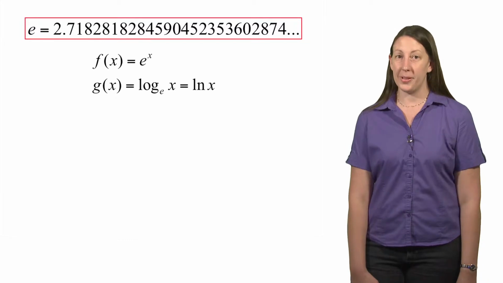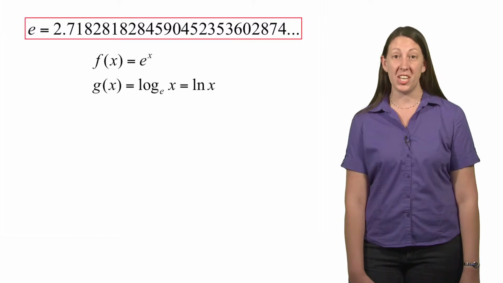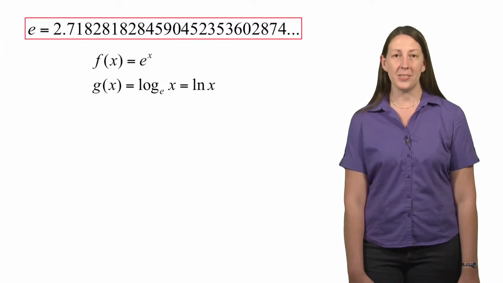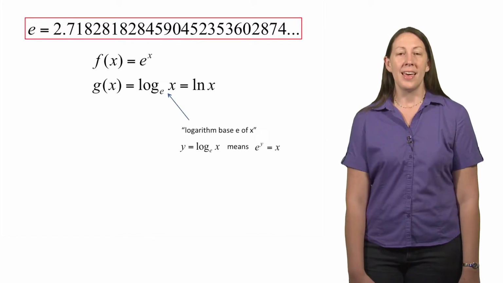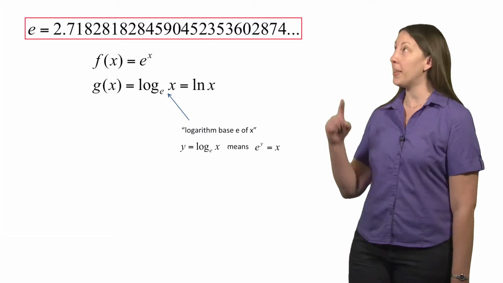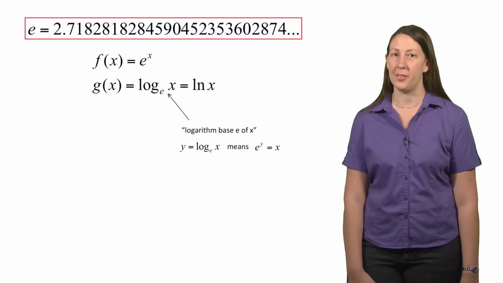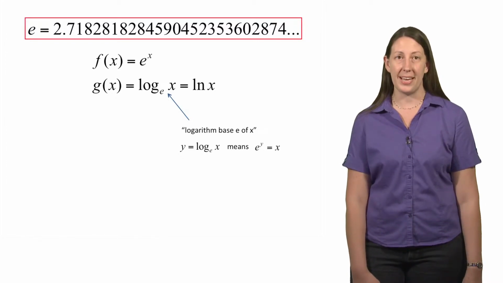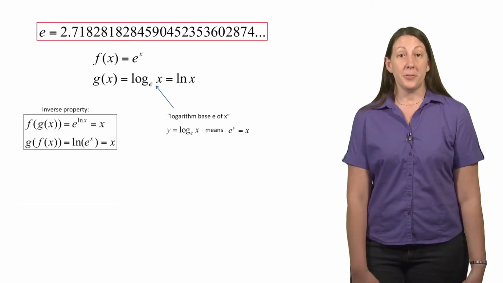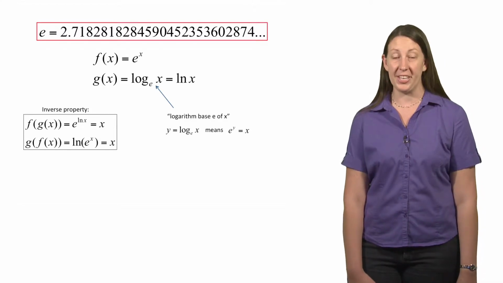The related function to the exponential function is the logarithm function. Here you see our logarithm function, g of x, equals log base e of x. We also denote this as ln. The ln stands for natural logarithm, or it's a special logarithm function where the base is e. The base is that little number written as a subscript of the logarithm. We read this as log base e of x. These two functions are very closely related to each other. Namely, they're inverse functions of each other.